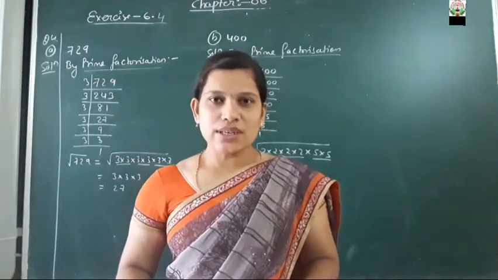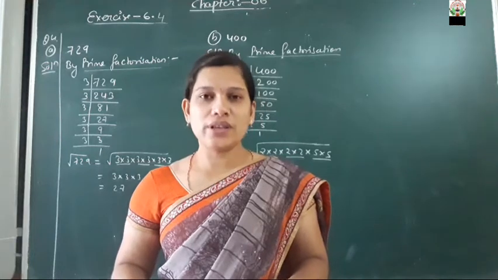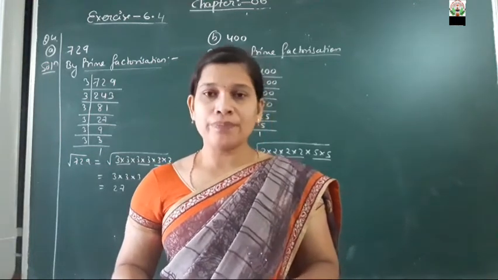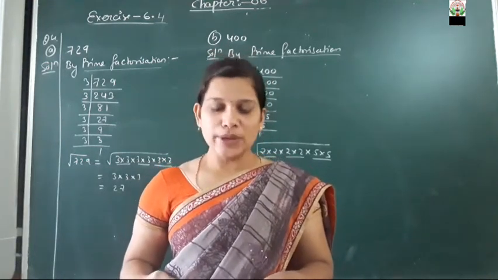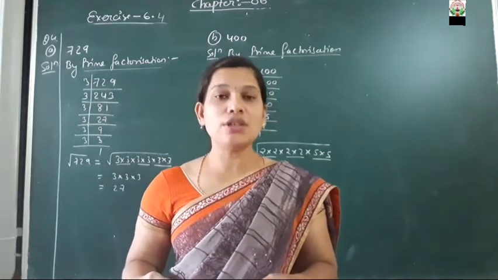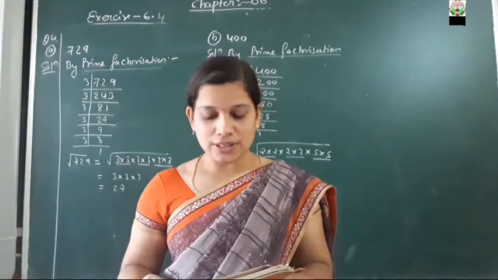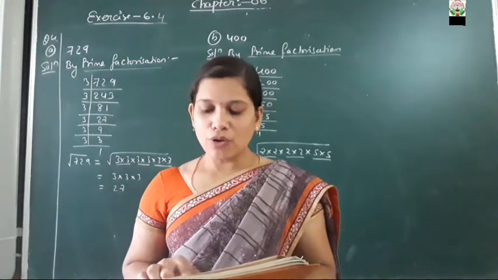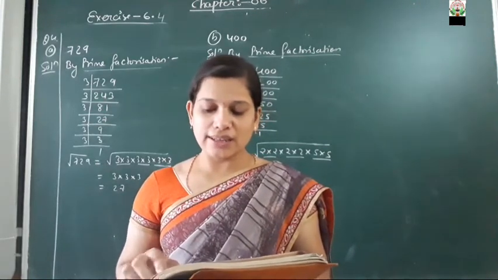Here we are going to start exercise 6.3 question number 4. In the previous video I had explained question number 1, 2 and 3. So here we are going to start question number 4. What does question number 4 say? Find the square root of the following numbers by the prime factorization method.